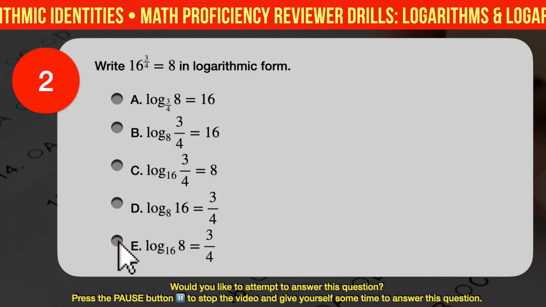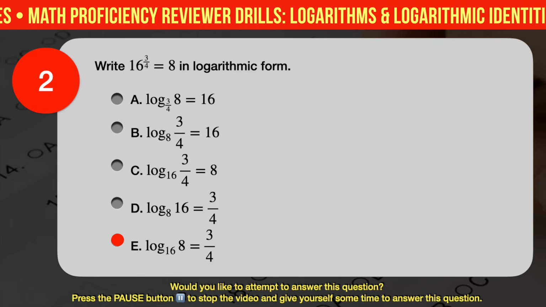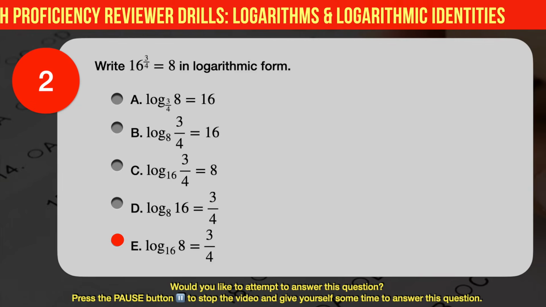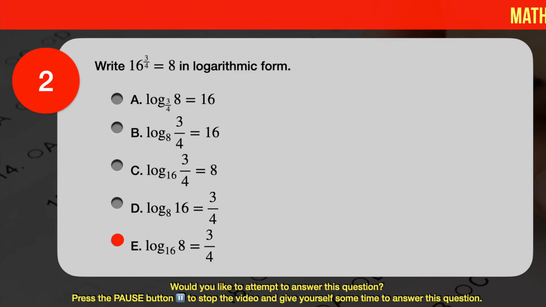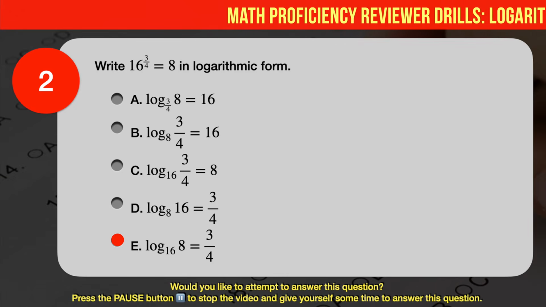The correct answer is E. 16 raised to 3 over 4 equals 8 in logarithmic form is logarithm base 16 of 8 equals 3 over 4. At the end of drill question number 1, we strongly recommended that you memorize how to transform an exponential equation to its logarithmic form, and vice versa. Let's recall that again now.